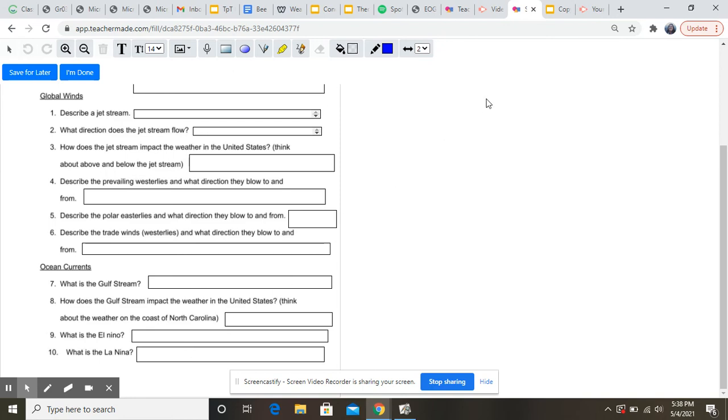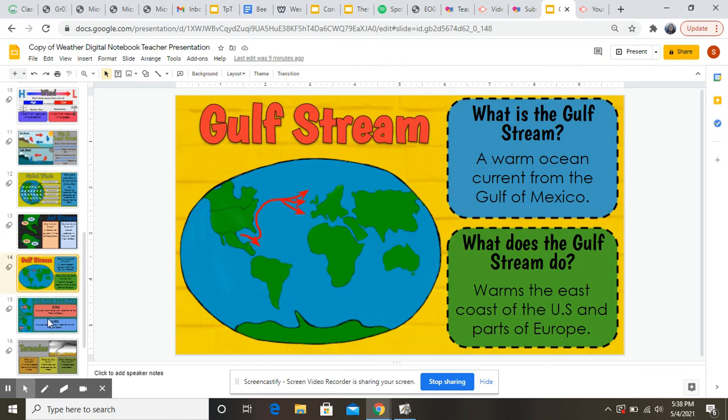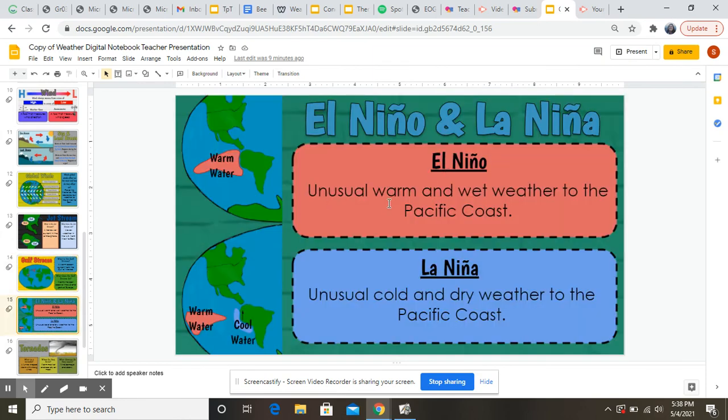So next we're going to talk about the El Nino and the La Nina. And that'll be our last thing. So the El Nino is the unusual warm and wet weather to the Pacific coast. So the El Nino happens when there's an unusual warming of water, which creates warm and wet weather to the Pacific coast. The La Nina is the unusual cold and dry weather. So the unusual cooling of water, and it causes cold and dry weather to the Pacific coast.